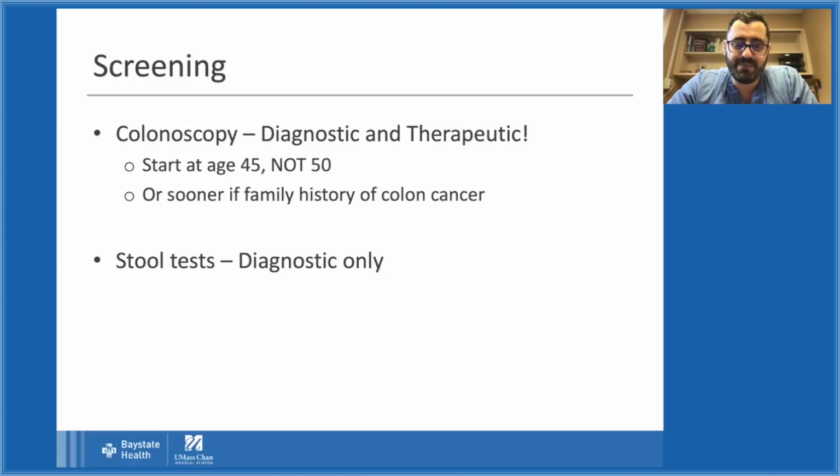Those are very simple stool tests that we can do. The downside of those tests is they are only for diagnostic purposes. They cannot be used as therapeutic. So whenever the patient gets a positive FIT test or positive fecal occult blood test, the next step would be to go back for colonoscopy. Plus, those tests can sometimes be false negative or even false positive. So I always recommend colonoscopy unless the patient really doesn't feel strong about doing it.